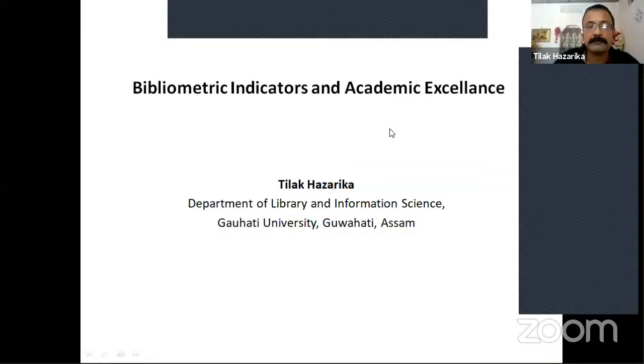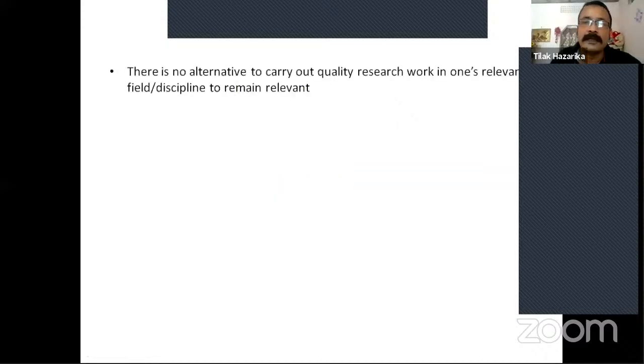And now let me move to this. There is no alternative way to carry out research work in one's relevant field or discipline to remain relevant. To remain relevant in my discipline, to remain relevant in my subject, being a teacher or being a researcher, we must carry out quality research work in my discipline. There is no alternative. And this is the question of relevancy. And now we are aware that the UGC has come up with very stringent parameters to assess the research quality, to assess the research performance of the teachers all over the country, to maintain the uniform quality of higher education and research.